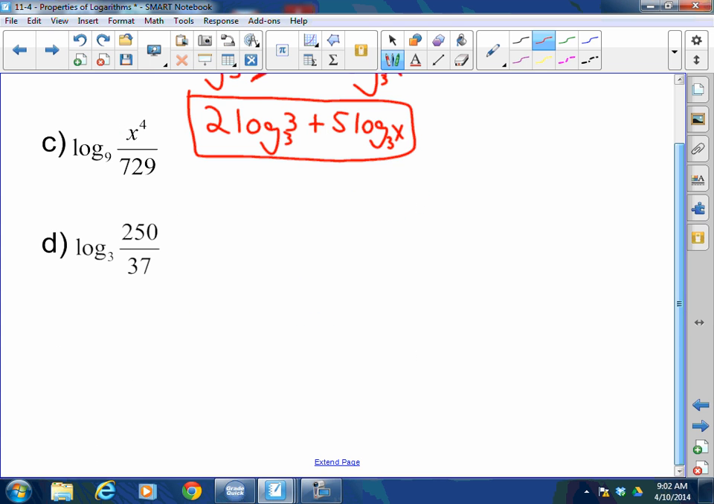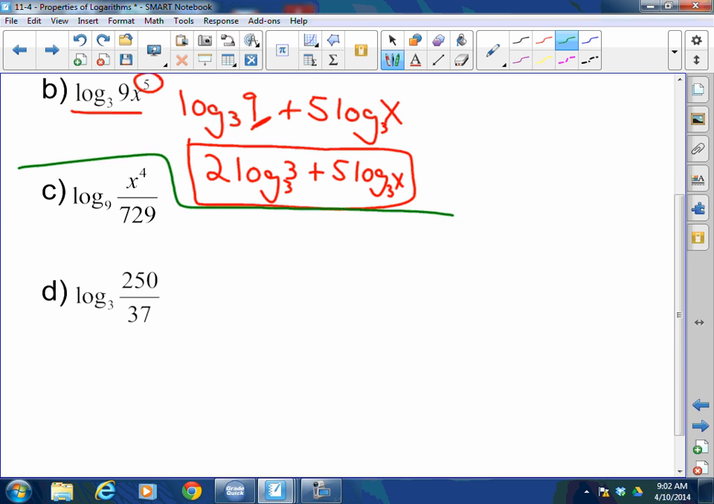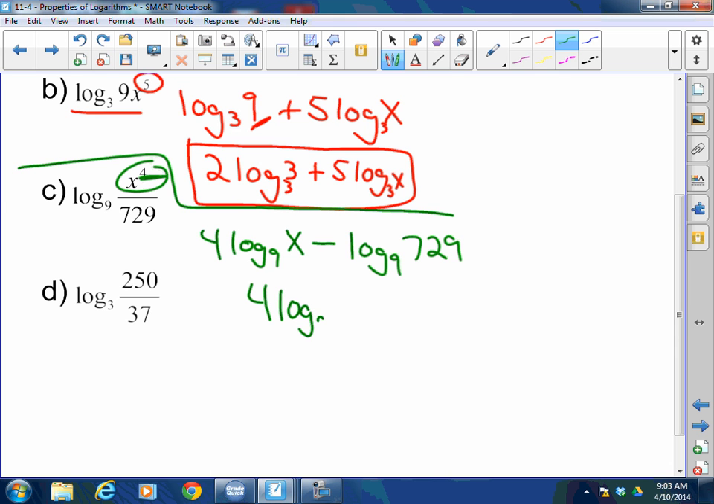Log base 9 of x to the 4th divided by 729. Okay, what am I doing here? Talk to me. 4 log base 9 of x minus log base 9 of 729. Now, I know I'm a pain, but 729, isn't that 81 times 9? So isn't that 9 cubed? So this is 4 log base 9 of x minus 3 log base 9 of 9.